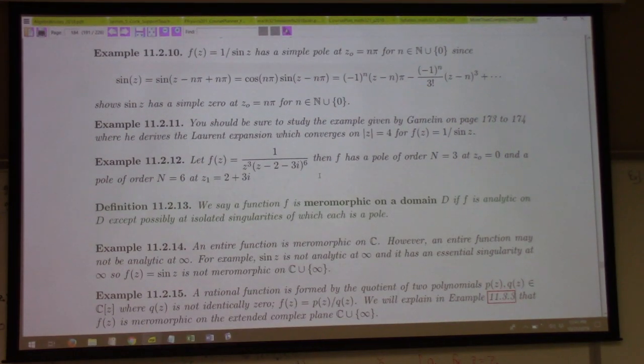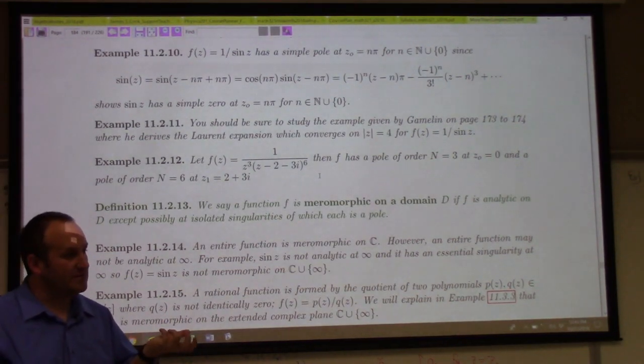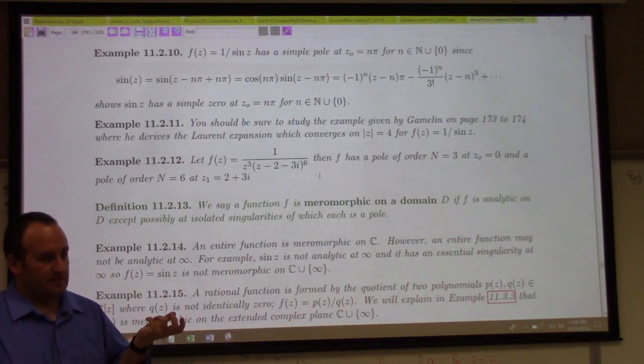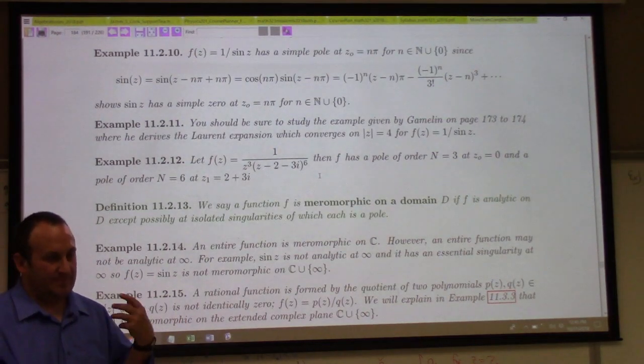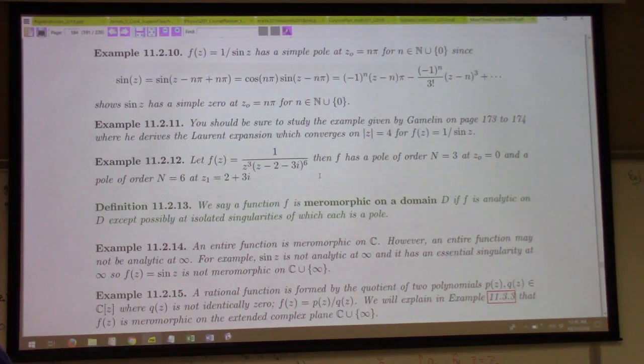What he does in that calculation is he uses the existence of the Laurent decomposition to dodge a calculation. Essentially, well, I'll have to let you look at it. We can talk about it next time.